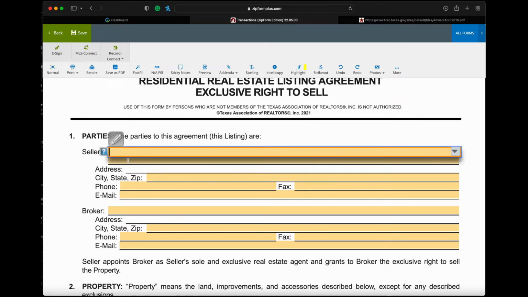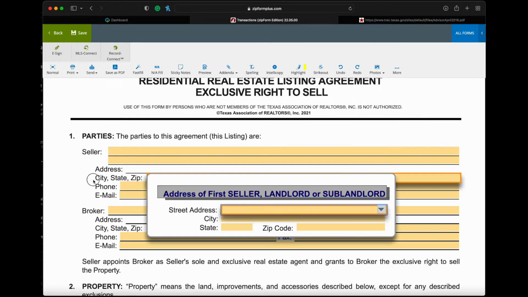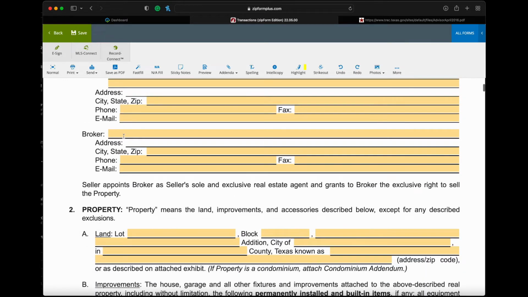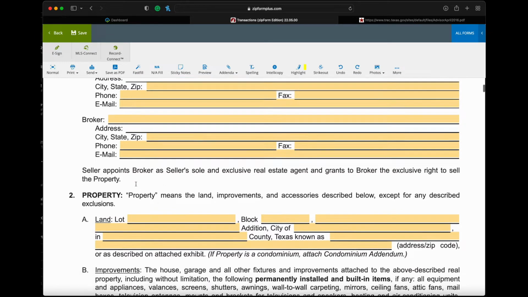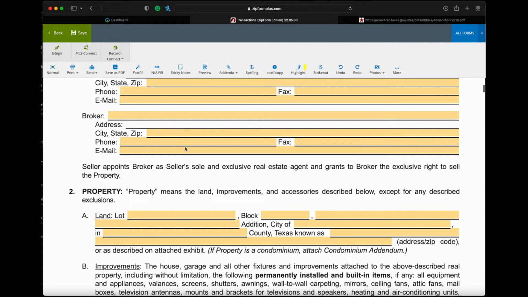The seller's name is going to go here, all their information here. The broker is going to be your name, and it's going to be Exit Realty Central here. Address, the zip code, all your info right here on this one.